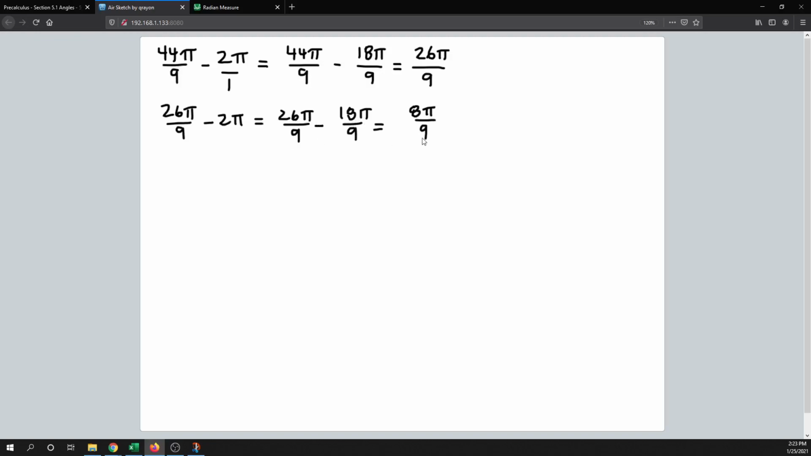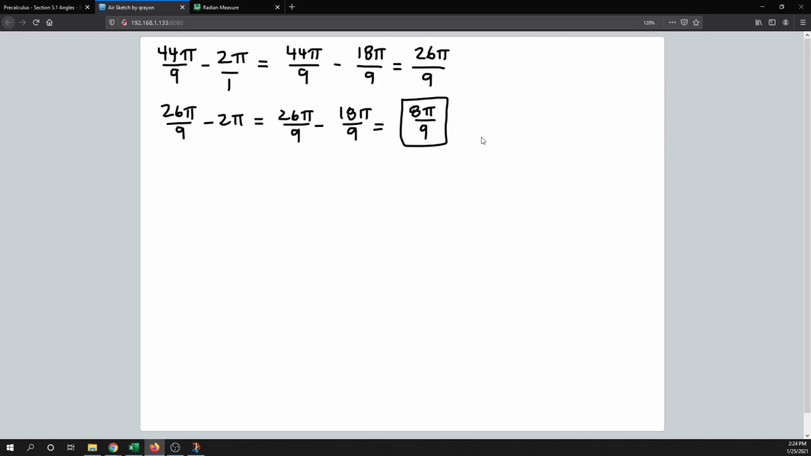So, and then keep it over the 9. So the answer on this one is 8 pi over 9. You can see this one is definitely a little bit more difficult to deal with, but you've got to get used to dealing with these kinds of numbers in this class. This process, though, is pretty much the same as for degrees. It's just the numbers are a little bit harder to deal with. Again, you have to just get used to that.